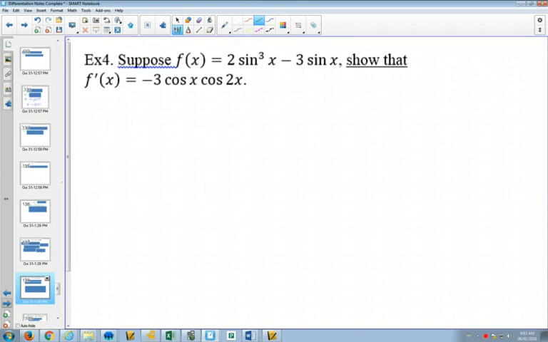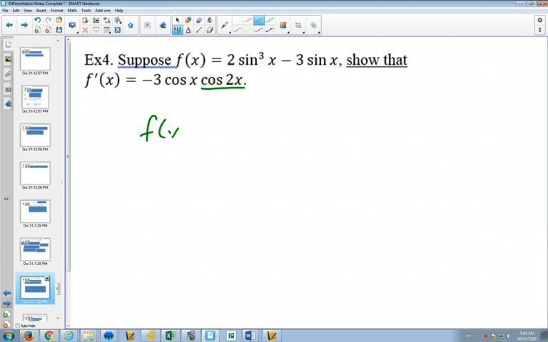So again, here's a show that question. So what we do is we just start with what we know, and then we want to, in the end, make it look like this. Some things prior to even starting, I look at this, I go, okay, I know how to do that. I'm going to have a chain rule, and I'm going to have some derivatives of sine to do. In the end, I see a cos 2x, so I'm thinking I'm probably going to have to use an identity somewhere. So that's sort of my preparation in this question.